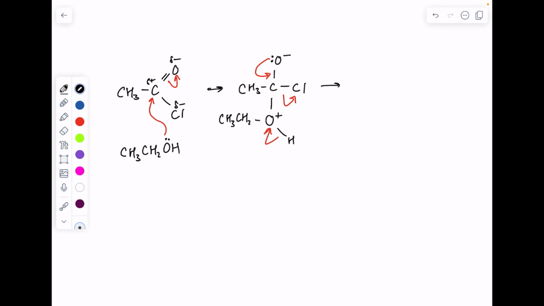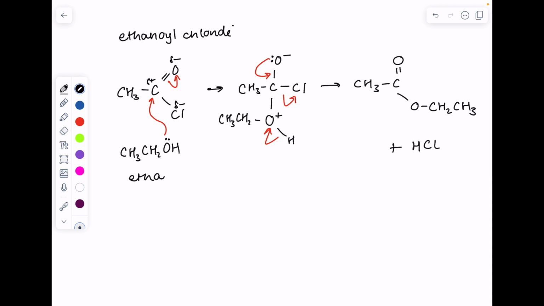Our final product looks like this. We're going to have our carbon double bond oxygen. The chlorine's already left. So let's name everything. This was ethanoyl chloride. Here's ethanol. And here we have an ester, which is ethyl ethanoate.